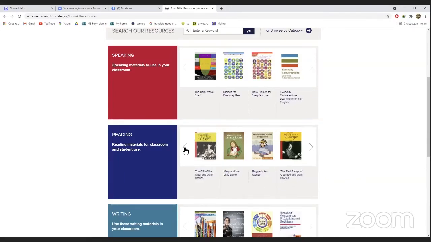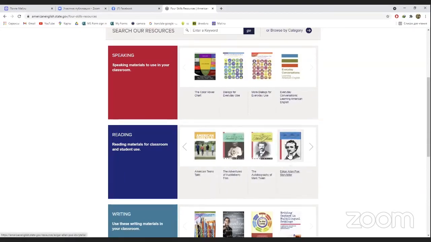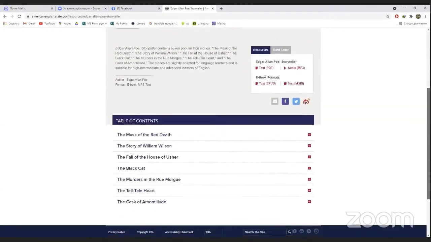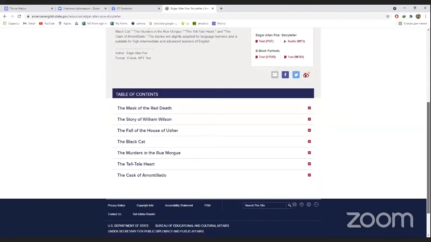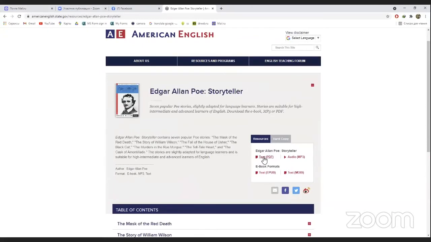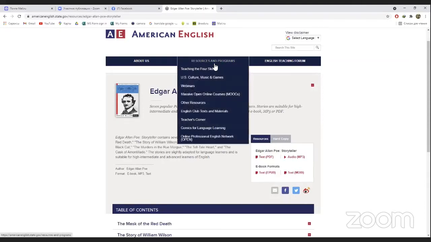For example, if we go Edgar Allan Poe, so see, if you click on, you can see the audio, and it's also table of contents, yes, for your reading. They're all different stories. It's all free. So you can get the texts and audio files for listening. So these are very good resources. I still use them.